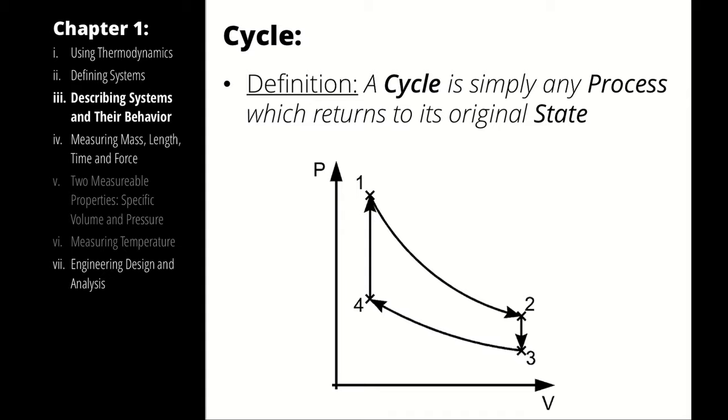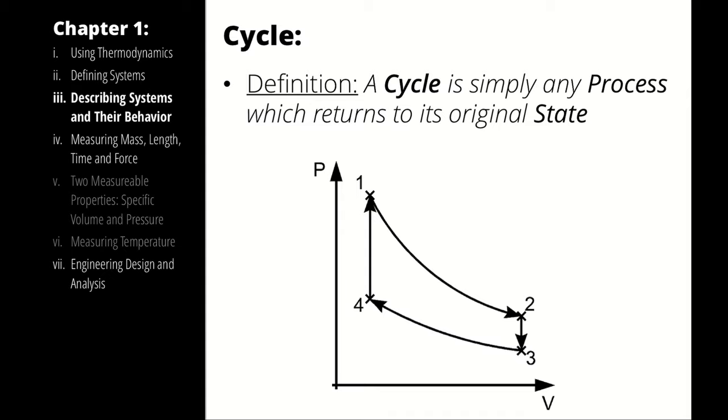A cycle is a special type of process or sequence of processes that get back to where it started. That is, a cycle must return to its original state. So in this process diagram, from P1 and V1 to P2 and V2 to P3 and V3 to P4 and V4 and back to P1 and V1 is a cycle.